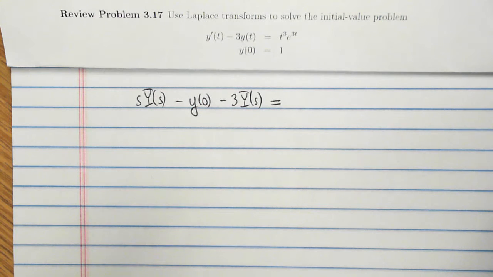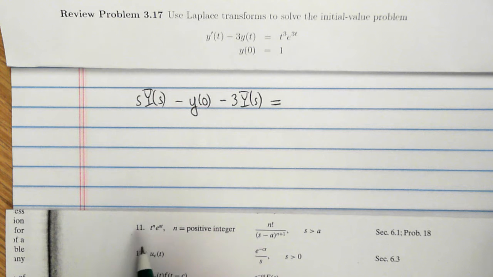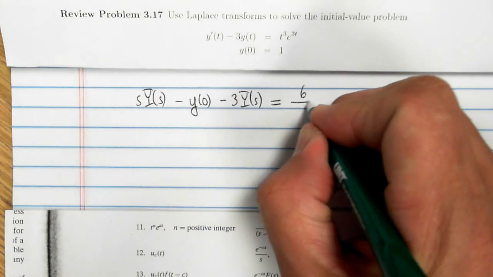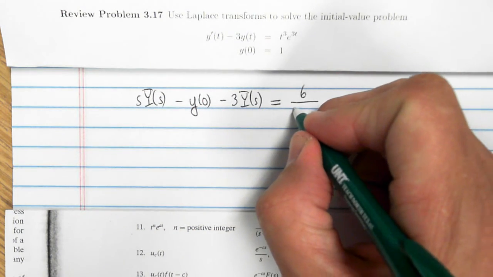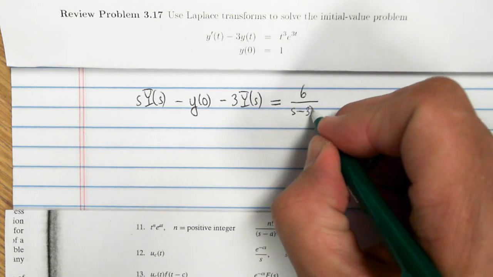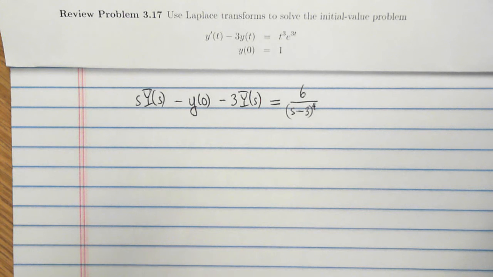Then for the Laplace transform of the right-hand side, let's refer to our rules. If I have t to the third e to the 3t, then I'll have 3 factorial, so 6 over s minus, and the 3 here becomes the a here, so (s minus 3) to the 3 plus 1, so (s minus 3) to the fourth. So that is the Laplace transform of the right-hand side.